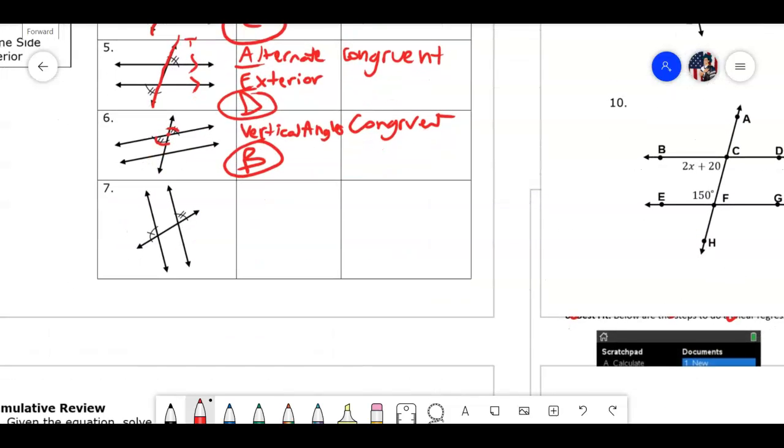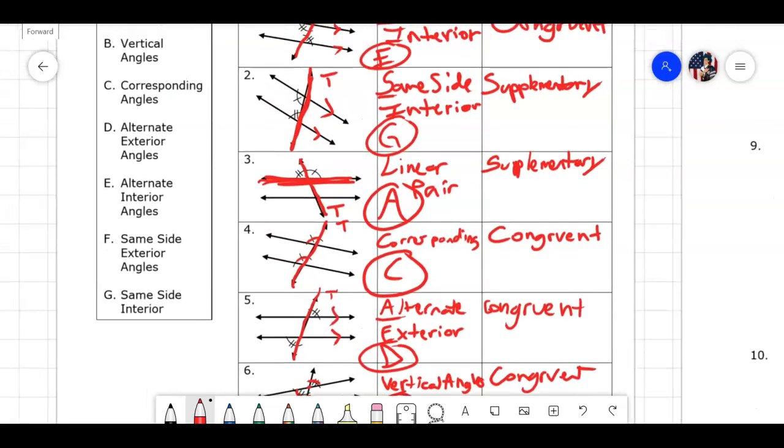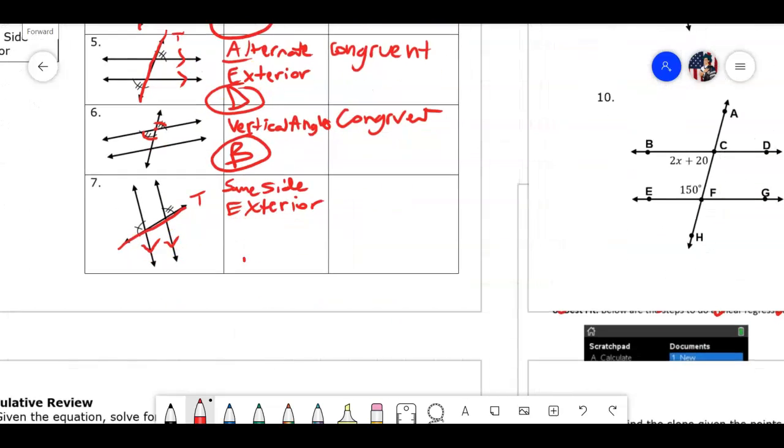All right, last one, number 7. We got this transversal. The angles are on the same side of the transversal, but they are outside the parallel lines. That would be same side exterior angles. And remember, same side exterior, the S rule, they are supplementary. Cool.